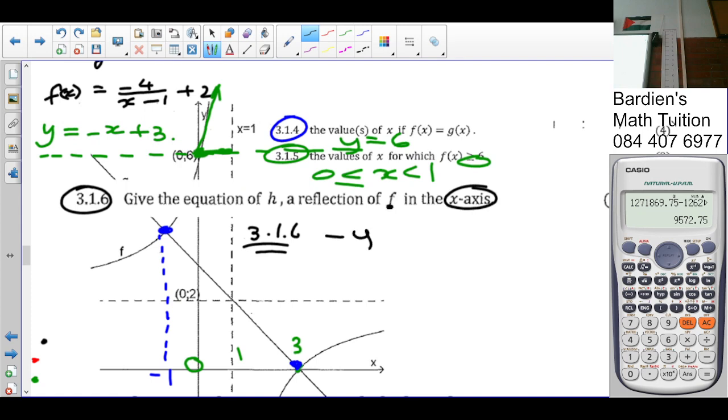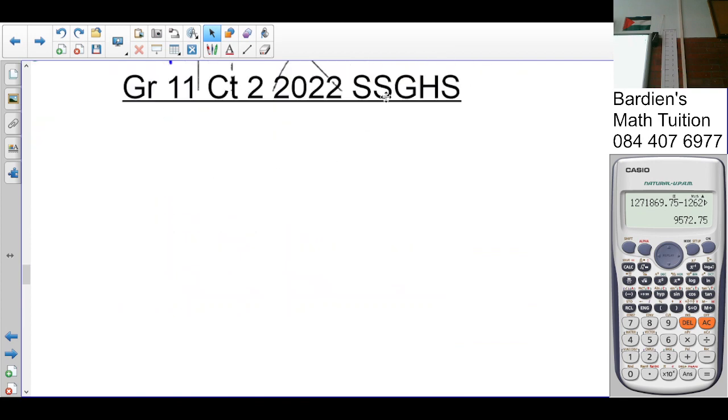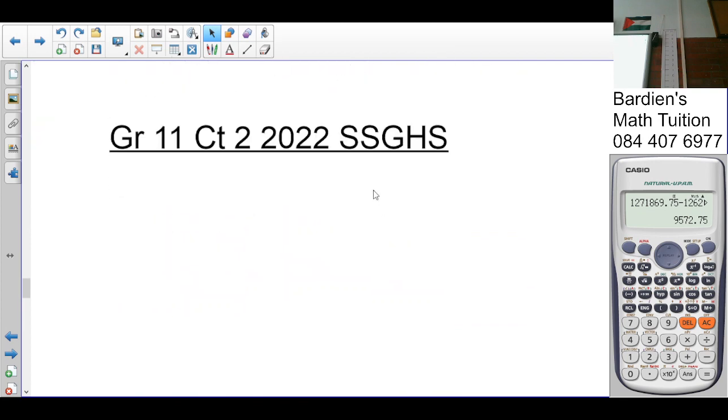So it's negative y is equal to negative 4 over x minus 1 plus 2. Divide throughout by negative, so y is equal to 4 over x minus 1 minus 2. And that is the equation of h of x. People, there's nothing out of the ordinary as yet, as you can see.